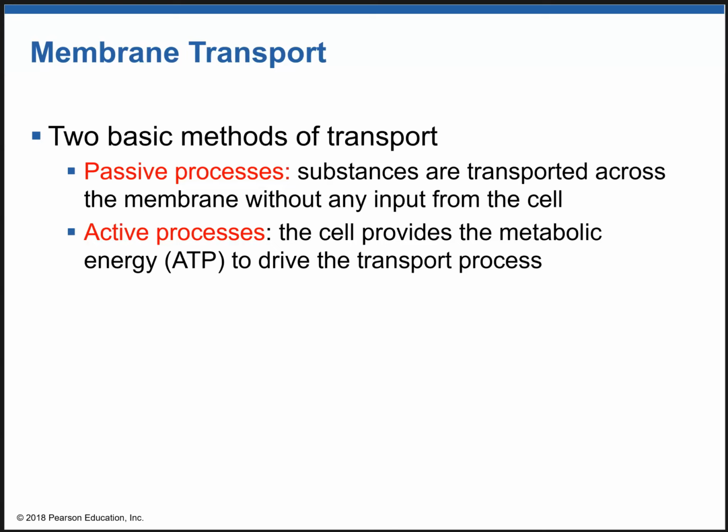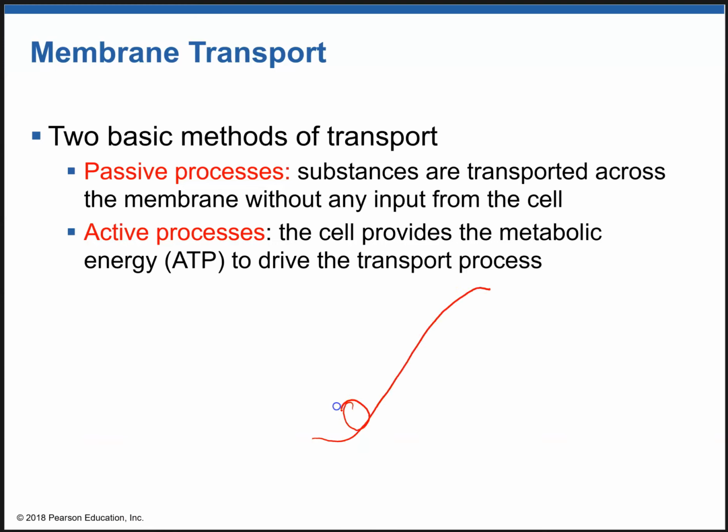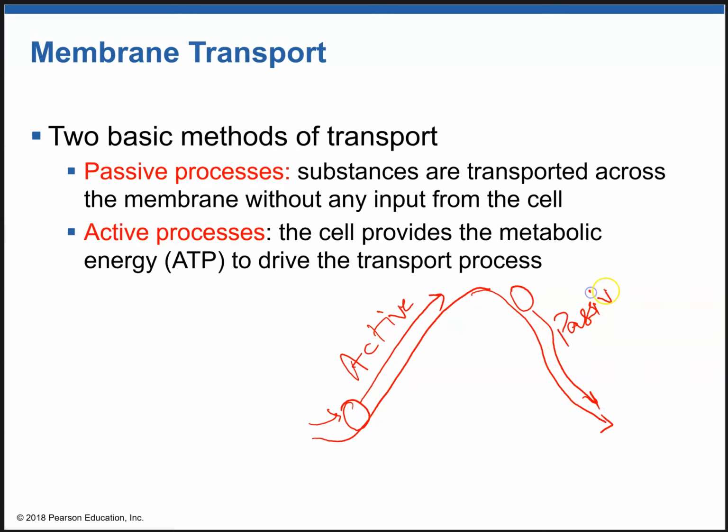Just take an example of somebody trying to push a rock on a hill. If you want to push this rock up the hill, you're going to use a lot of energy. So this type of process is known as an active process because you need a lot of energy to push this big rock up the hill. But in a passive transport process, the rock is being pushed down the hill. So the rock will just roll down the hill without much input from you, without energy input from you. So this type of process is known as a passive process.